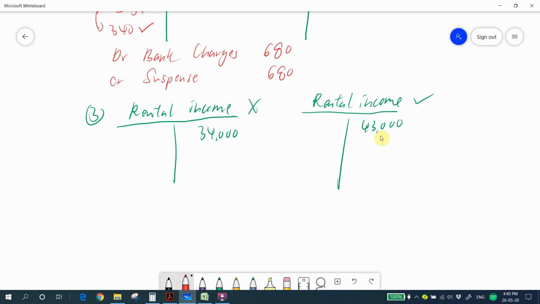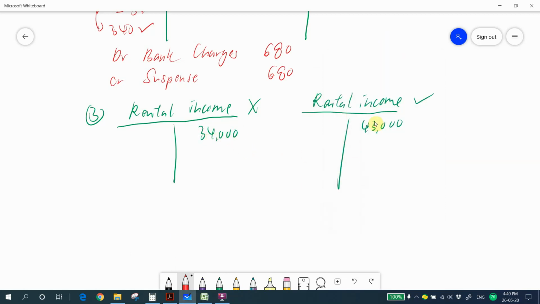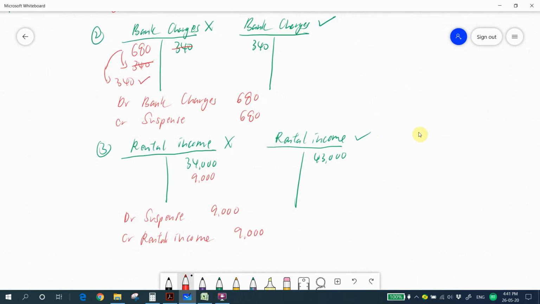So we find out the difference first. We use 43 minus 34. We get 9,000 difference. So in order to change from 34 to 43, we just need to record 9,000 here. So the total amount will change to 43,000. Double entry. We debit the suspense account and credit the rental income account. So that's all for the journal entries of these 3 items.